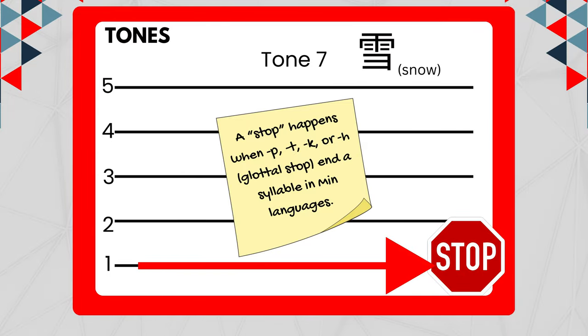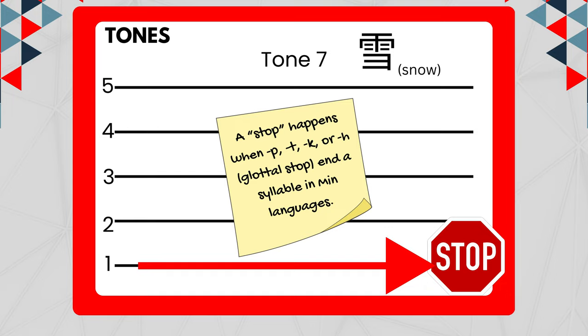Here's a caveat that comes up in the majority of Min languages. Syllables that end in glottal stops, or PTK stops, can only accept tones 7 or 8. Syllables without stops can only accept tones 1 through 6. So tone 7 can only be applied to syllables with a stop.